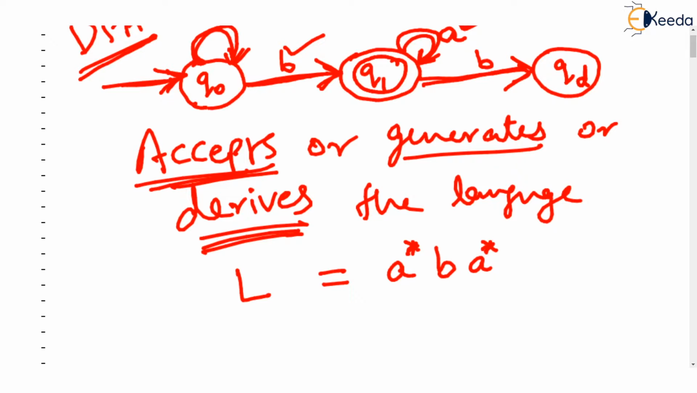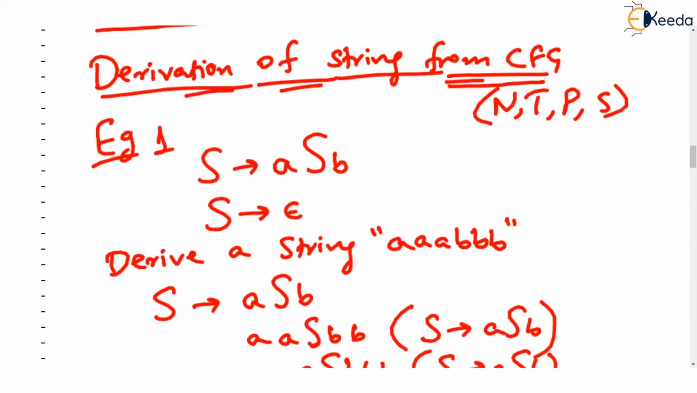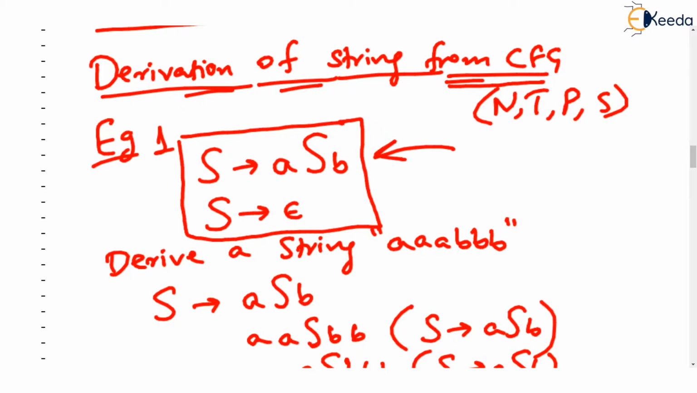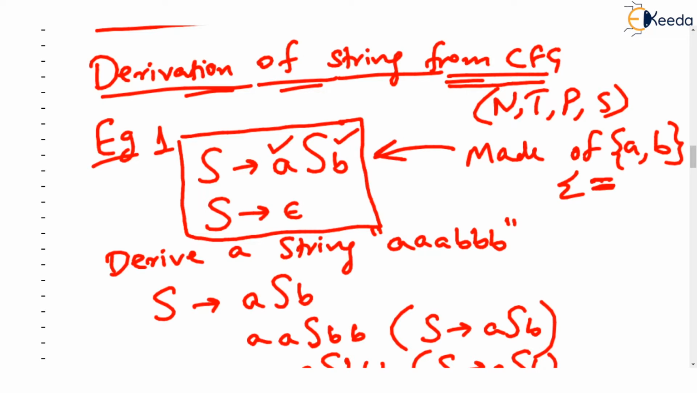Literally the same thing is done by a CFG. Given a CFG, you give it a string. Of course, the string should be made of A or B, because clearly sigma, the alphabet set, is A and B. Notice the terminal set in this particular CFG is A comma B, and the non-terminal is simply capital S. So the strings can contain only A and B. Let's try to derive a string.